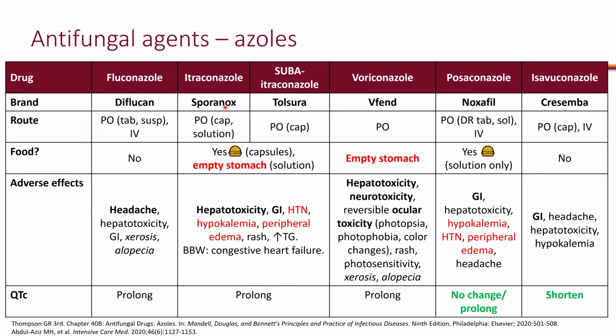So itraconazole is not available as IV. There used to be an IV formulation that's been taken off the market due to concerns for congestive heart failure. In fact, this black box warning is specifically from the IV formulation. But with the oral formulation, there is a capsule and there is a solution. In general, this is the older formulation, because there is a new formulation called SUBA-itraconazole, and SUBA essentially means supra-bioavailable, so they increase the bioavailability in this formulation. So this one is relatively new and therefore more expensive. The more affordable one is the older formulation, which had limited bioavailability.